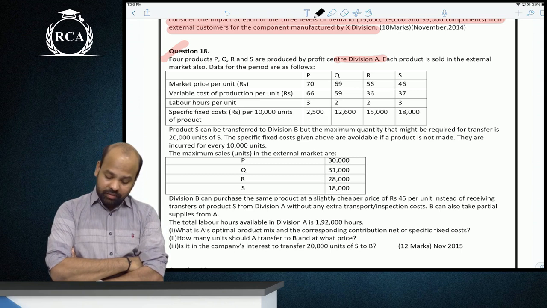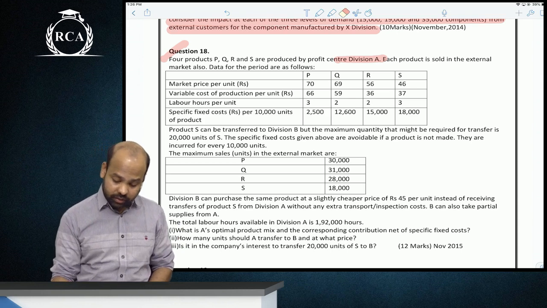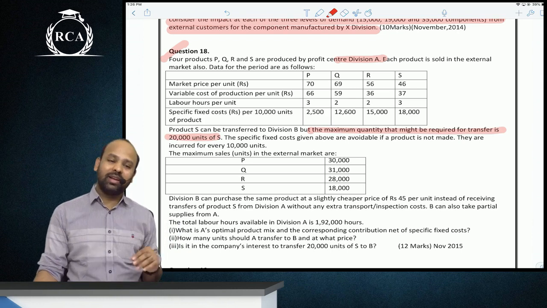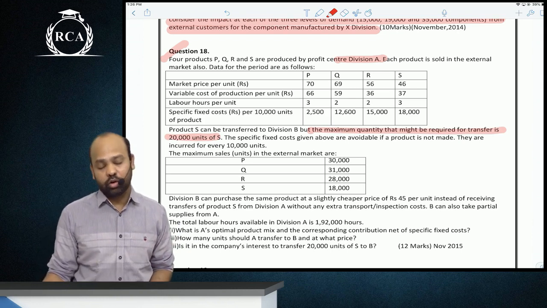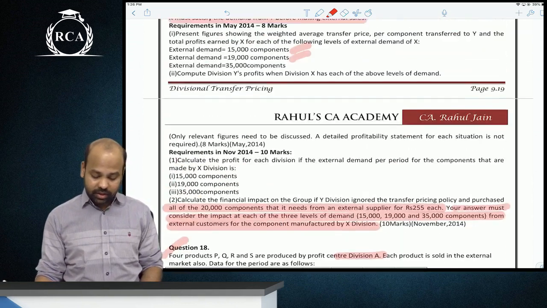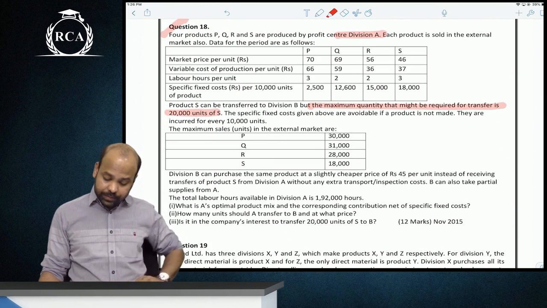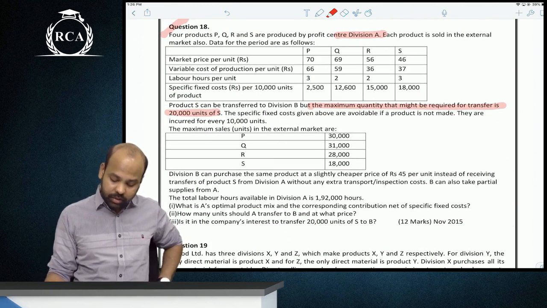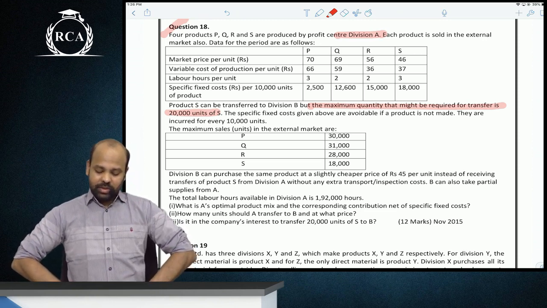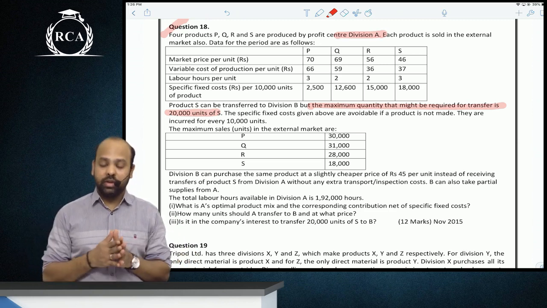Product S can be transferred to division B, but the maximum quantity that might be required for transfer is 20,000 units of S. Pay attention, beta, all the questions are interesting, all the questions are good, guys, all the questions are important. The specific fixed cost given above, this is not an ICAI question, guys. This is not mentioned anywhere in the materials. I'm still doing it, beta, because I consider it relevant. The specific fixed costs that are avoidable if a product is not made are incurred for every 20,000 units. The maximum sales in the external market, guys, are 30,000, 31,000, 28,000 and 18,000 units.